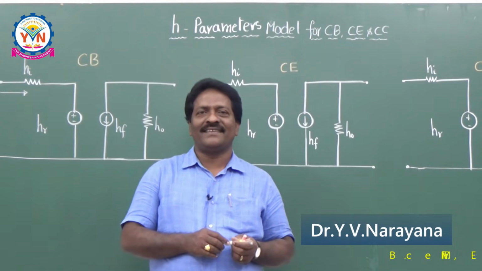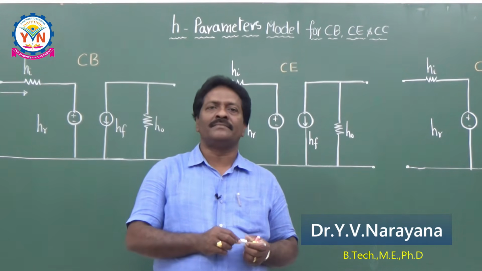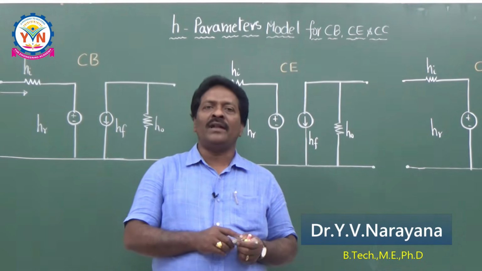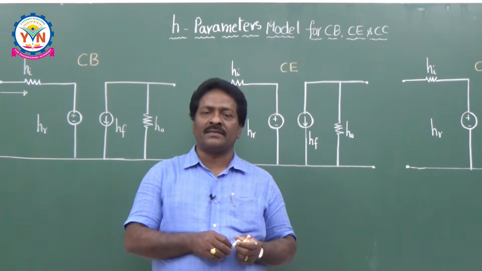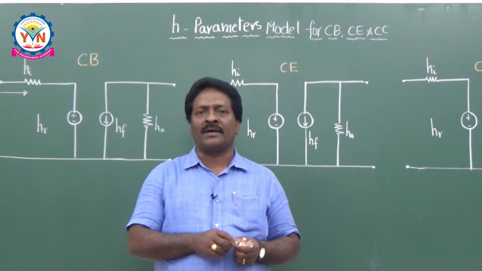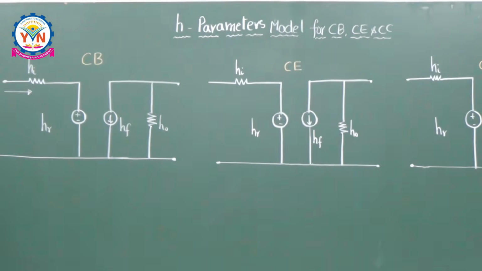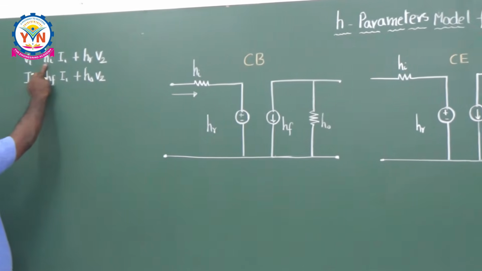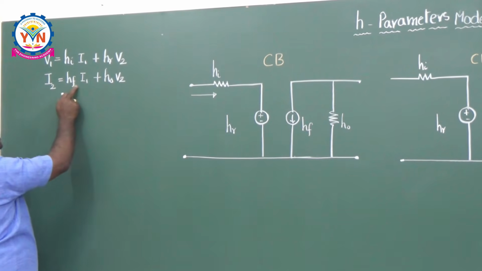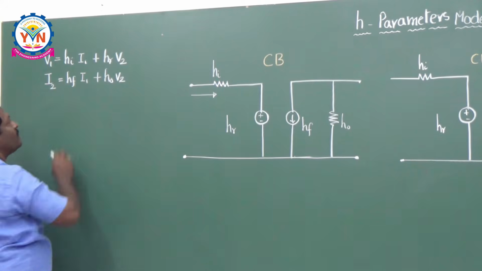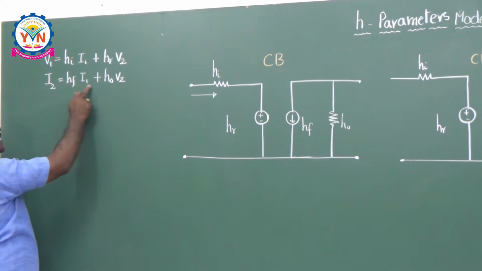Dear students, in the last class we discussed the H parameter model for our transistors. Now I would like to tell you the H parameter model for our different configurations: common base, common emitter and common collector configurations. For that, the generalized equations are V1 is equal to HI times I1 plus HR times V2, and I2 is equal to HF times I1 plus HO times V2. The first equation is telling about the KVL, the second one is KCL.